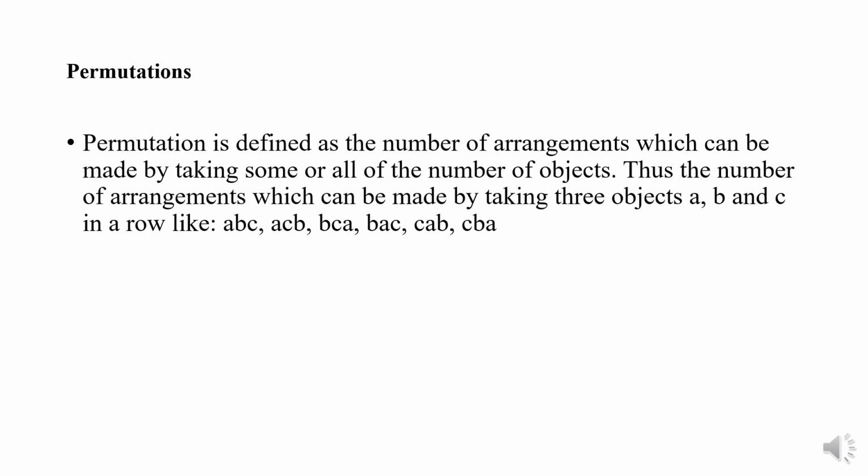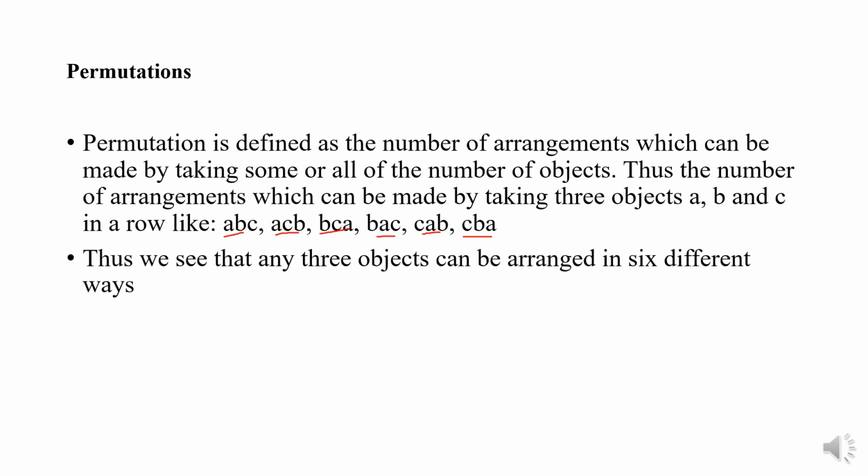The next one is permutation. What is permutation? Permutation is defined as the number of arrangements which can be made by taking some or all of the objects. Thus, the number of arrangements which can be made by taking three objects A, B, and C in a row, like ABC, is the first arrangement. The second arrangement of the three alphabets is ACB. The next one is BCA. The next one is BAC. The second last is CAB, and the last one is CBA. So we can say that any three objects can be arranged in 6 different ways.